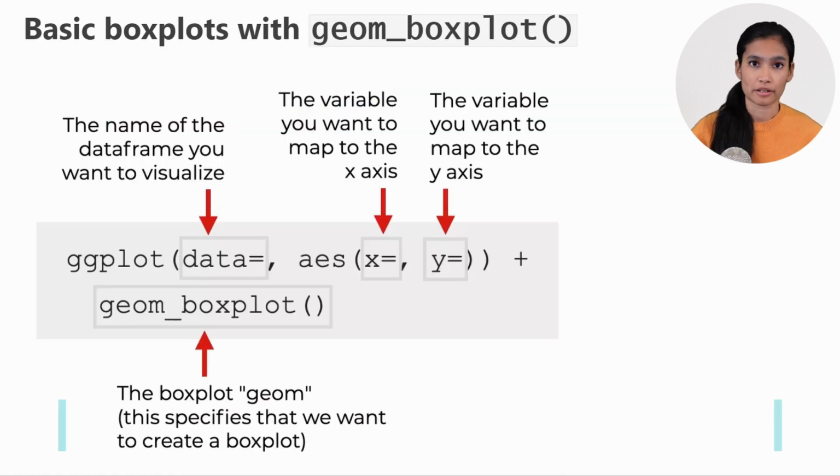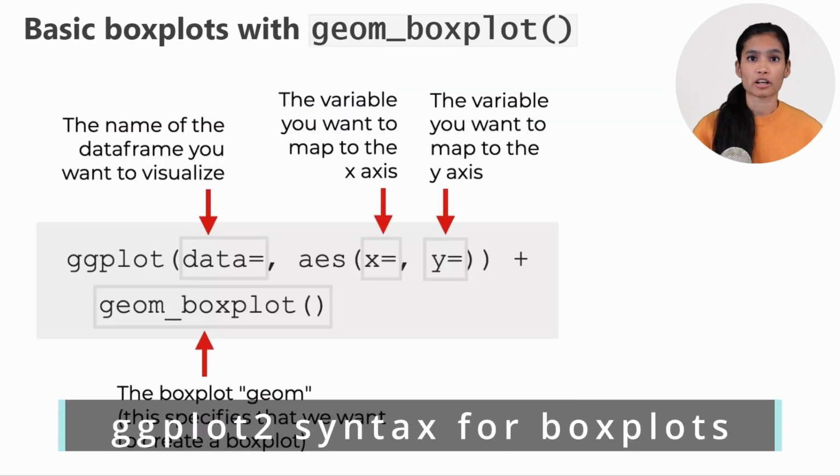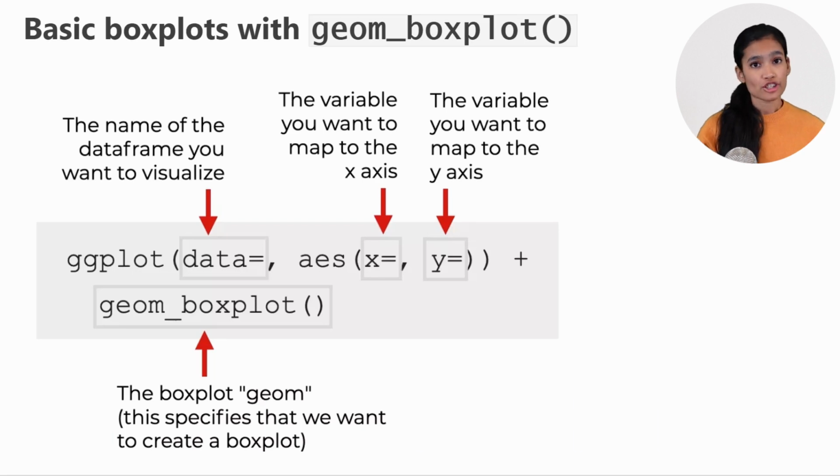Now let's talk about syntax needed for plotting box plots with ggplot2. The geometry function we need is called geom_boxplot, which is pretty straightforward and easy to remember. This syntax should look familiar to you if you've been following along with the course so far.